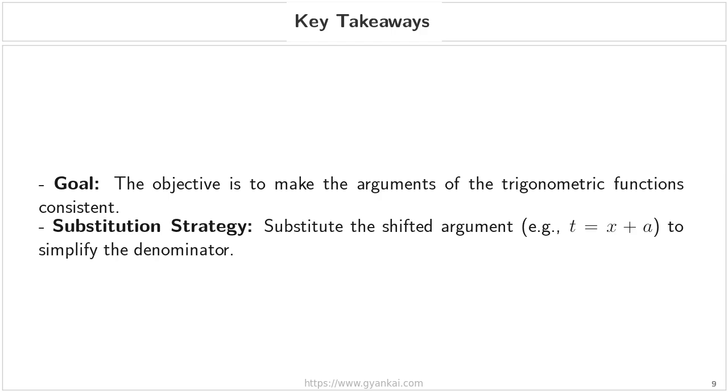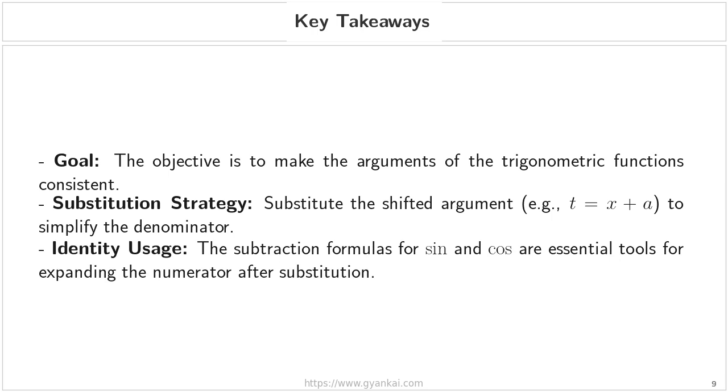Next, substitution strategy. Substitute the shifted argument, for example, t equals x plus a, to simplify the denominator. As we saw in our detailed example, identifying that shifted argument is the first step. Then, by letting t equal x plus a, we effectively remove the shift from the denominator, making it a simpler trigonometric function like sin t. Don't forget that this also means we need to express dx in terms of dt, which in this case is simply dx equals dt.